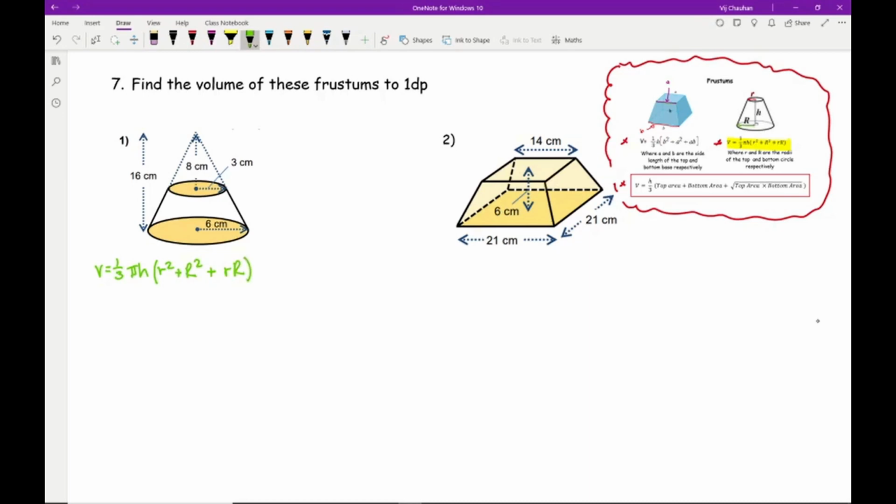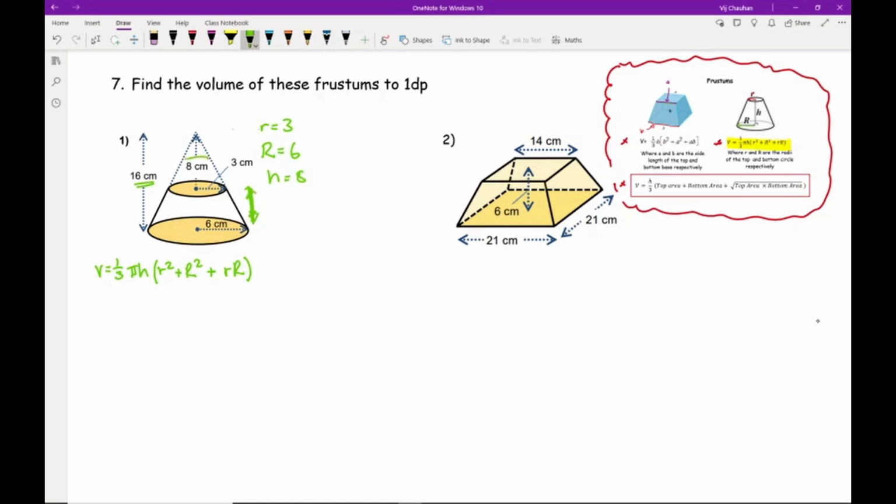Now basically, if I write down the values, r is the top radius, which is 3, and capital R is the bottom radius, which is 6. Now h is the height of the frustum. This hasn't been given to me, but I know that the total height of the full-size cone before it was chopped was 16, and the top half was 8, so therefore the height of this frustum here is going to be 8.